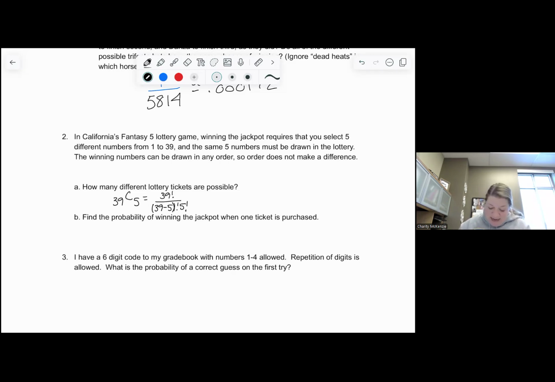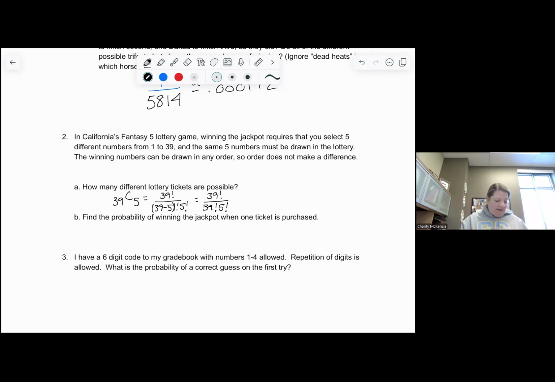So if we did this one out, it's a little bit harder to do because it doesn't cancel quite as pretty. The bottom one would be 34 factorial times 5 factorial. So to do it by hand, you can count out the 39 and then you have to divide it by the 5 factorial. So that's a little bit harder.